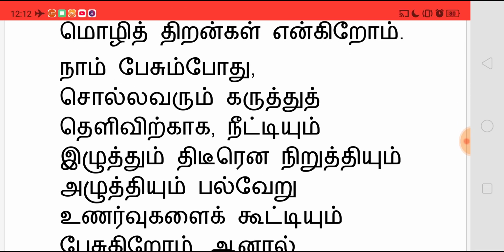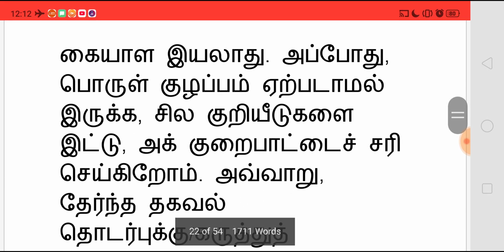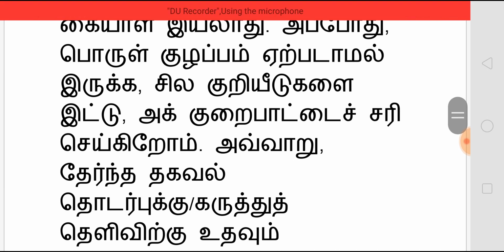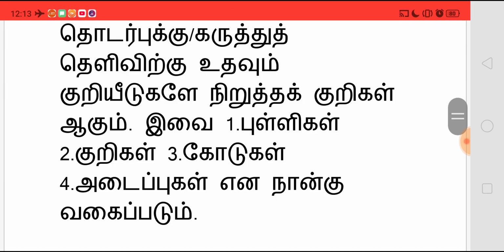When we are talking, we can express our idea in different ways by giving pauses, by giving stress, by elongating the words, by giving certain expressions which will add on to the meaning of the words, and therefore we can convey our ideas to the person. But when we are writing, we cannot do all this, and therefore while writing we have to use certain symbols to make these facilities available even in written languages. And those are called Nirtha Kurigal.